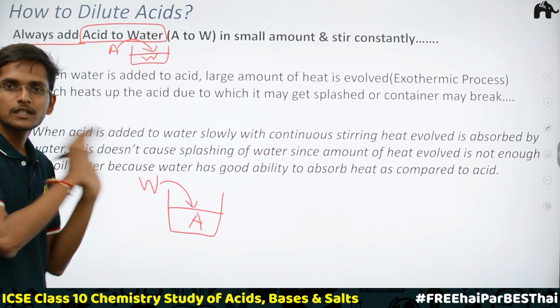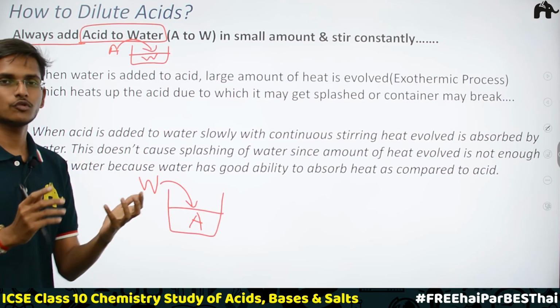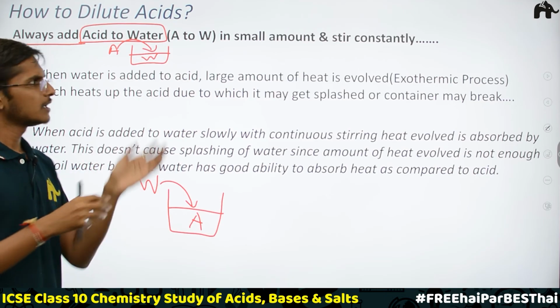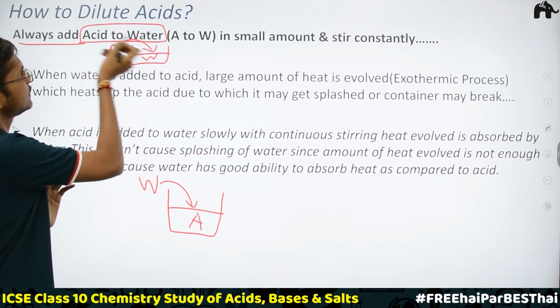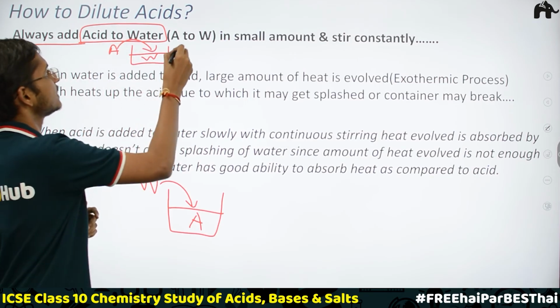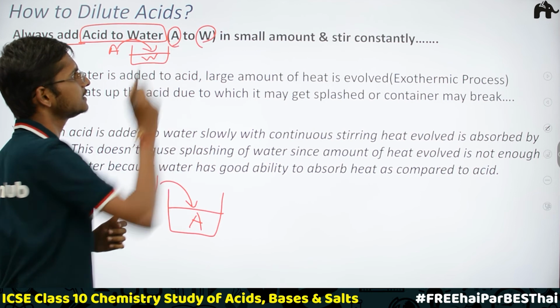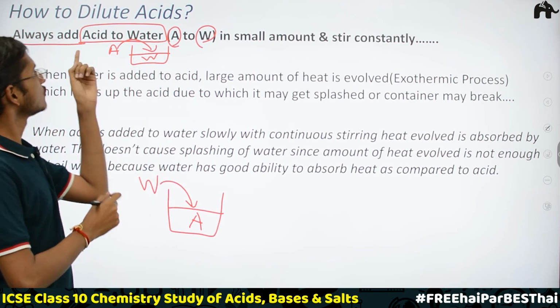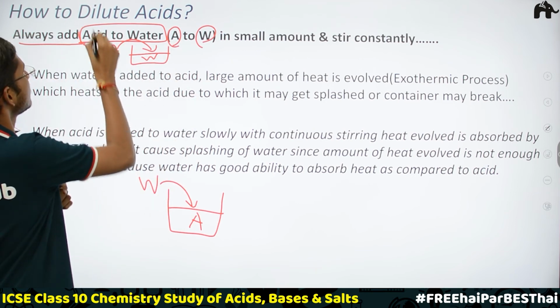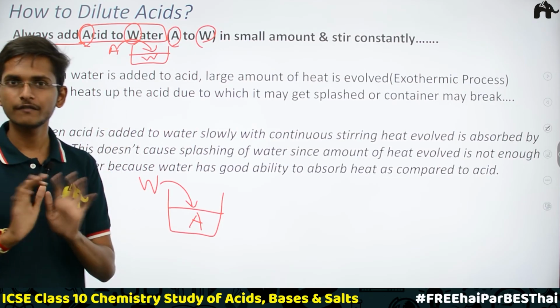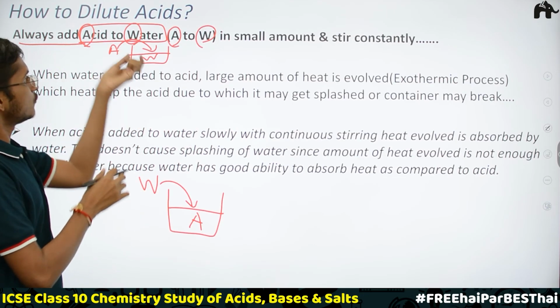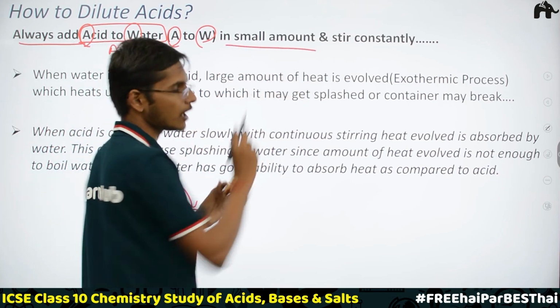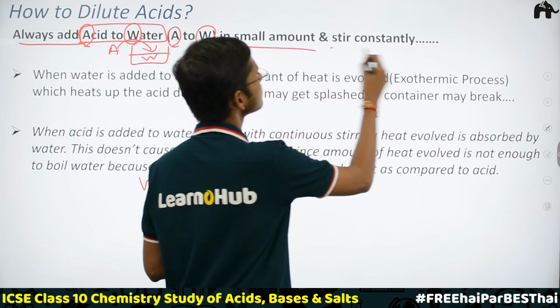We are going to learn the reason, but instead when you are doing the work in lab, I am also telling you the trick to remember this thing. Simply, acid to water. First in alphabets A comes, capital A, and then W comes, right? So acid to water, A to W. Very clear. Now we have to add acid to water in small amounts, okay, and we have to stir constantly.